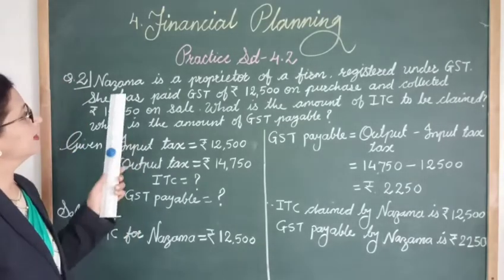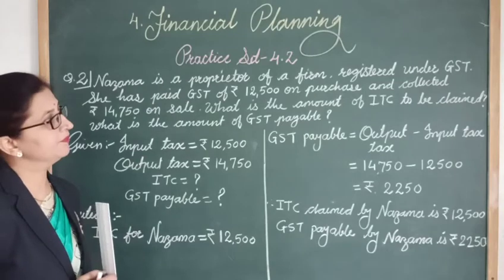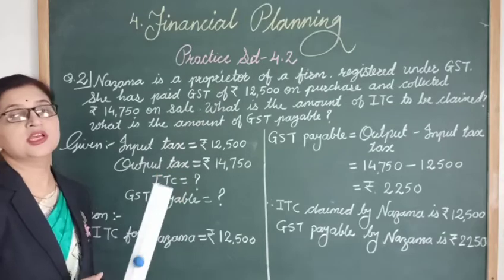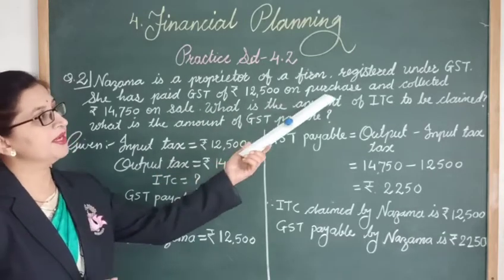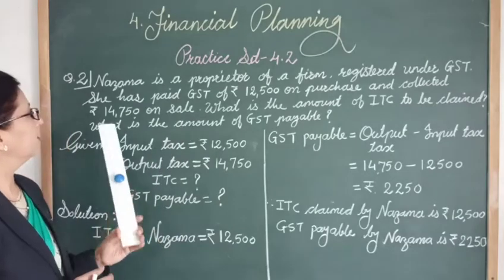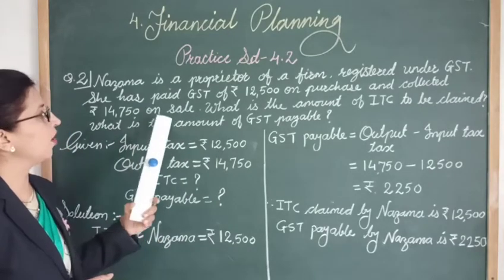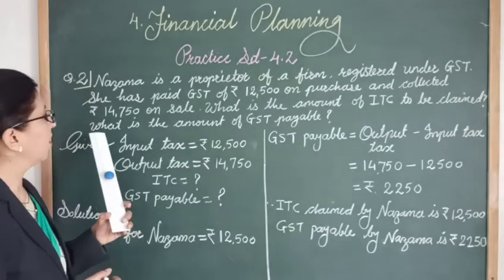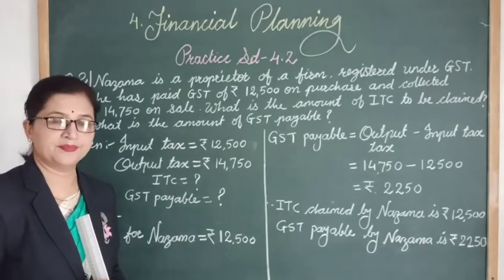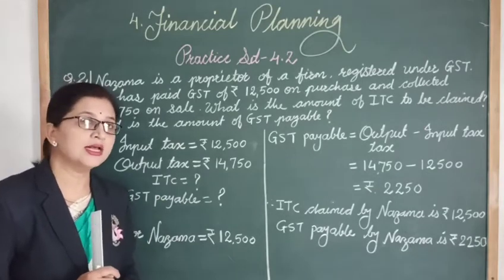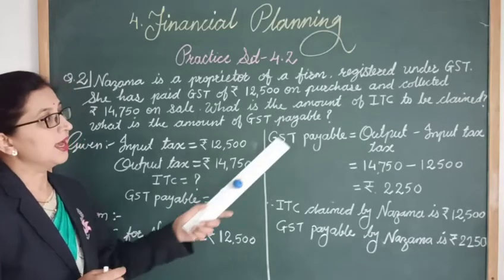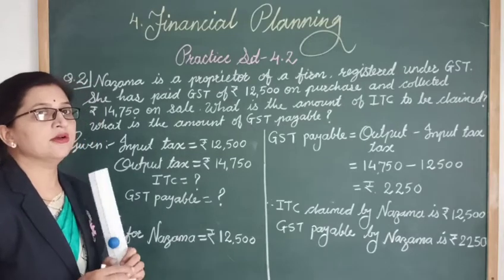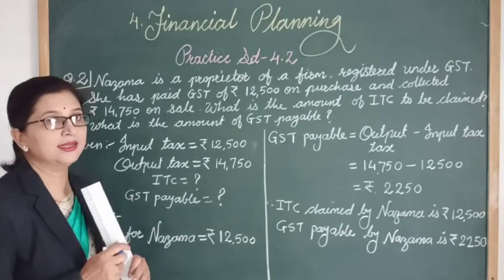The question is, Nazma is a proprietor of a firm registered under GST. She has paid GST of 12,500 rupees on purchase and collected rupees 14,750 on sale. What is the amount of ITC to be claimed? What is the amount of GST payable? So dear student, here we are asked to find out the ITC and the amount of GST payable. Okay, so let's first write down what things are given.